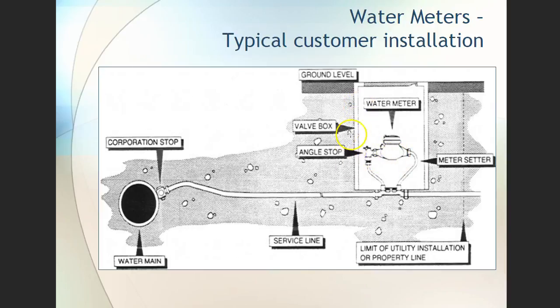But it's obviously in a valve box. It's down below the ground. These are called meter sets. And again, this is the magic line. This side, it's all the city's responsibility or the water organization. This side, it's the customer's responsibility for any leaks in those lines.